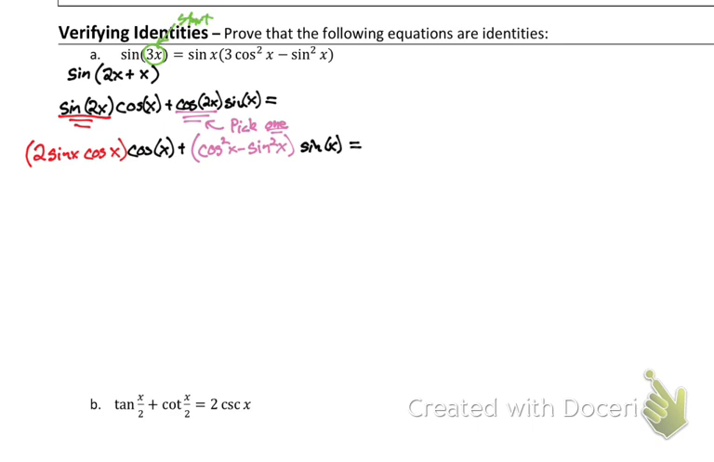Now the rest is algebra. 2 sine x cosine x times cosine x. Well, cosine times cosine is cosine squared. So on that left one, we're going to have 2 sine x cosine squared x plus, we're going to make sure we distribute the sine x to both of these because they're attached by subtraction. So we're going to have a sine x cosine squared x. And then we'll have a sine cubed x, it looks like.